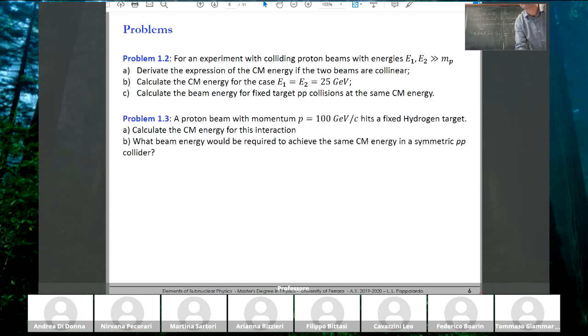Ok, allora il problema 1.3. A proton beam with momentum 100 GeV/c hits a fixed hydrogen target, so essentially a fixed proton. Calculate the center of mass energy for this interaction, and then what beam energy would be required to achieve the same center of mass energy in a symmetric proton-proton collider. So this is, let's say, the opposite problem. Look at this.